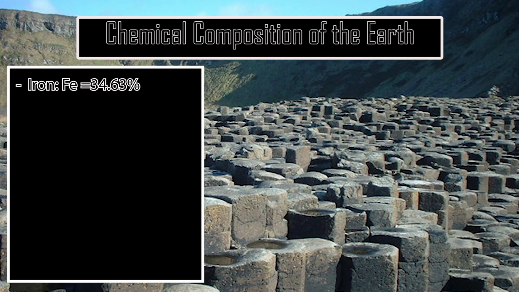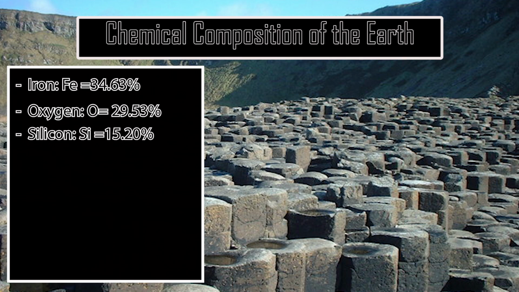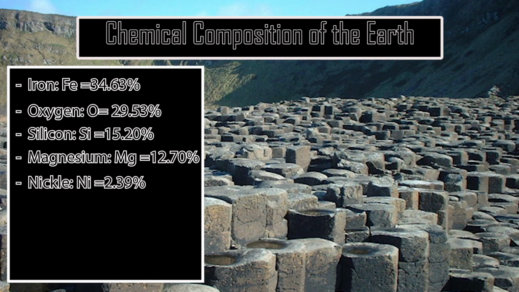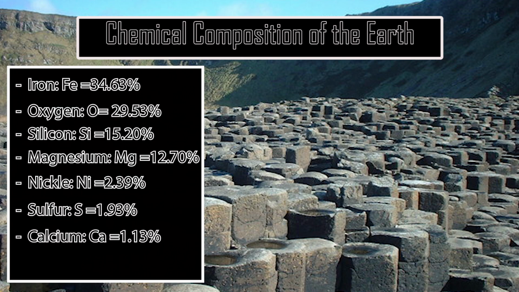Iron, which is 34.63% of the Earth's composition. Oxygen, which is 29.53%, silicon, which is 15.20%, magnesium, which is 12.7%, nickel, which is 2.39%, sulfur, which is 1.93%, calcium, which is 1.13%, aluminum, 1.09%, and all the other elements that comprise the Earth's composition only make up 1.4%, such as sodium, potassium, cobalt, manganese, titanium, and more.